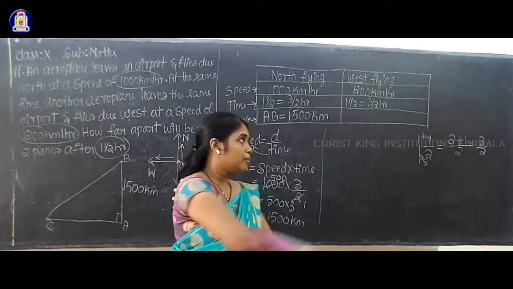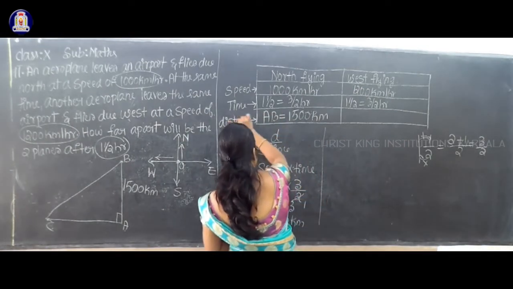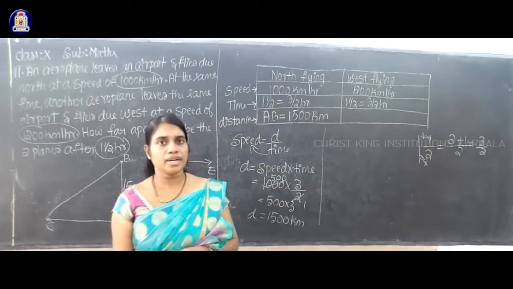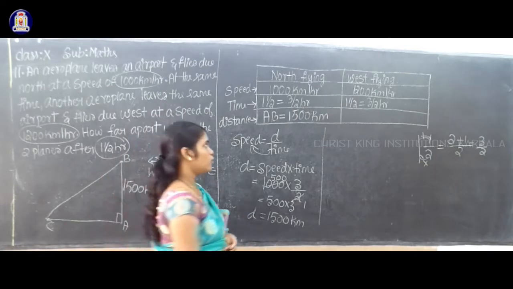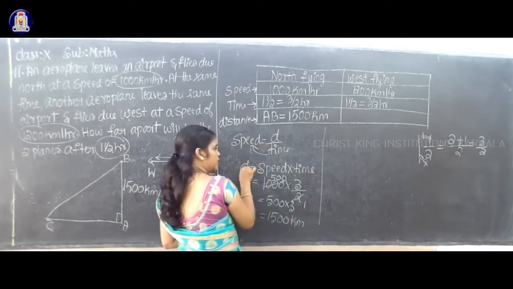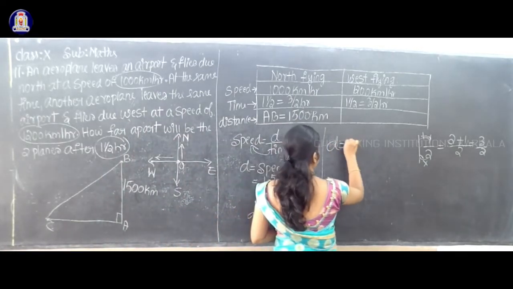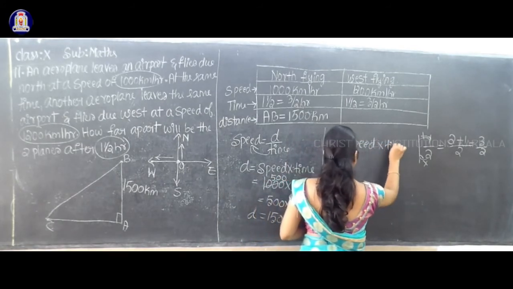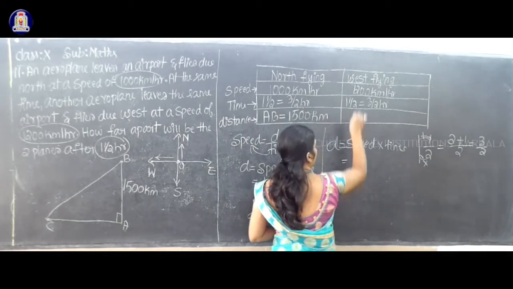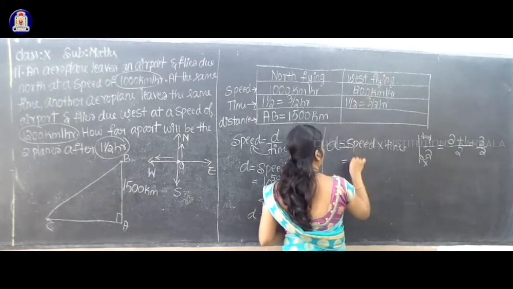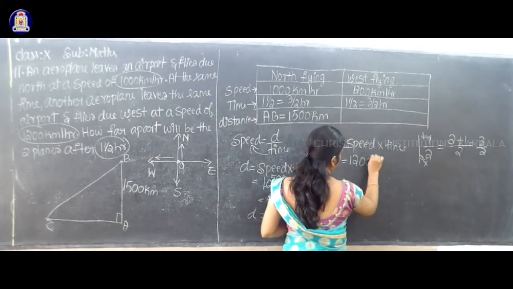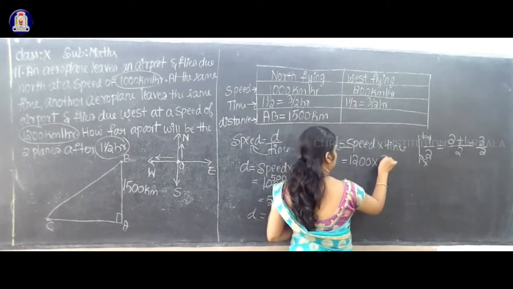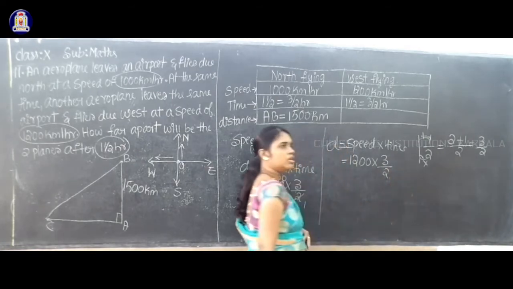Yes. So the same process will repeat for the west flying aeroplane. I am going to calculate the distance covered by the west flying aeroplane after 1.5 hours. What is the formula to calculate the distance? Formula same. Distance is equal to speed into time. So speed for the west flying aeroplane is 1200 into time. Time is the same, 3 upon 2.